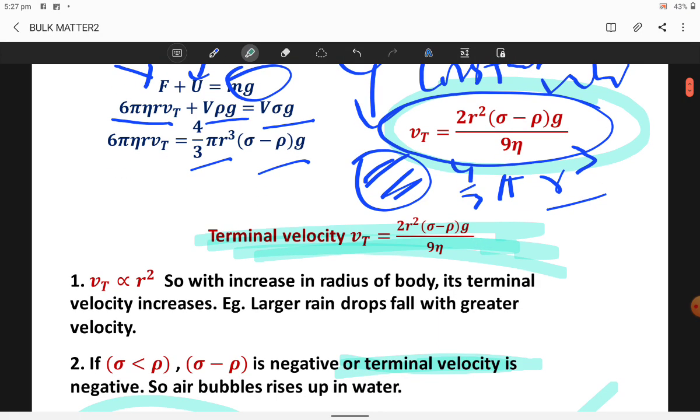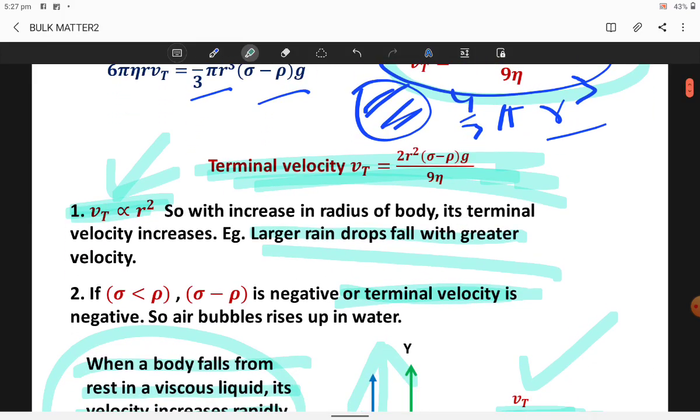Now there is a very special inference that we are getting over here: the terminal velocity is proportional to r squared, where r is the radius of the ball. You must be wondering which raindrop is moving with greater velocity. Some drops are bigger, some drops are smaller. From this relation we can say that the larger raindrops fall with greater velocity.